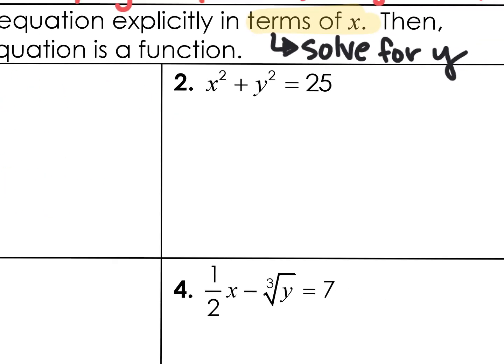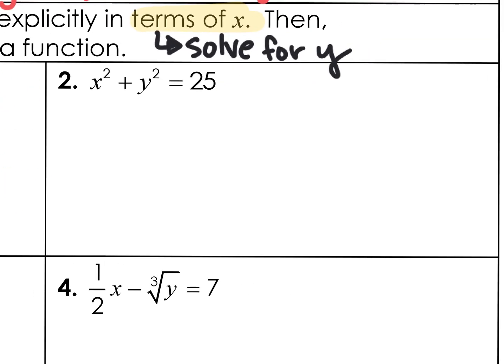Let's look at number 2. Again, I want to write in terms of x, so I'm going to despejar my y. I want to get y by itself, so I'm going to move this over. I'm going to do minus x squared. So I'm going to have y squared equals minus x squared plus 25.